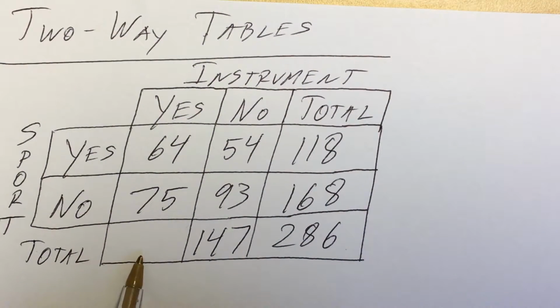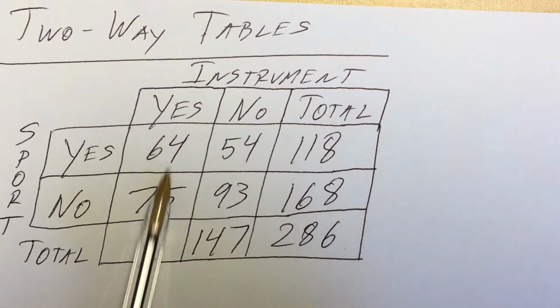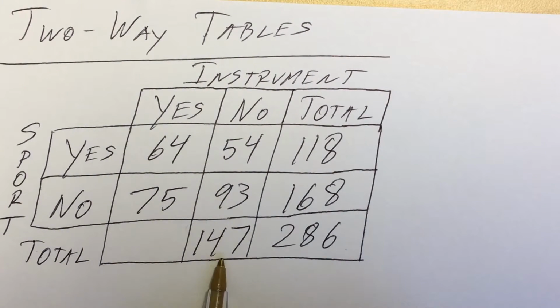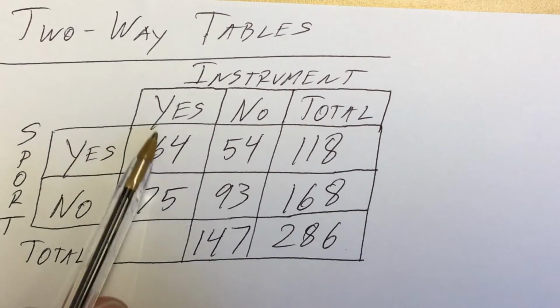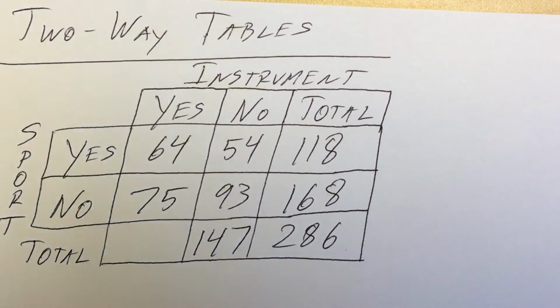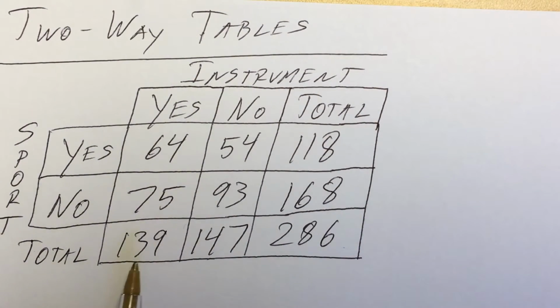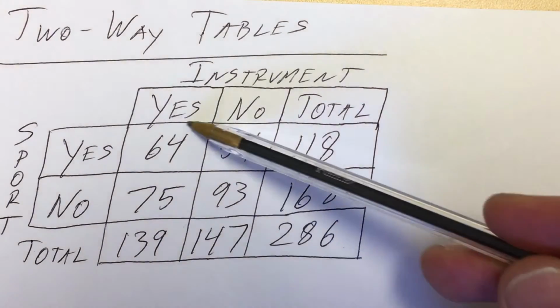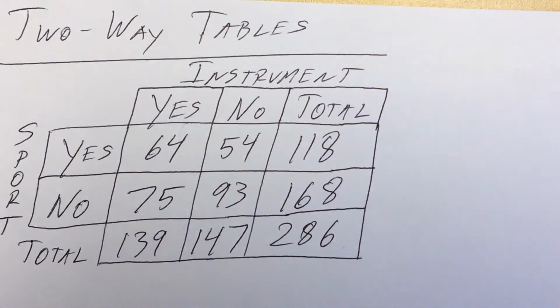For our last number, the total, we can either add up the yeses, or we could also subtract these numbers to get the same value. 64 plus 75 would be 139. And if you want to check your answer, 139 plus 147 should be 286. All the numbers going across should add up, and all the numbers going vertical in columns should add up also.